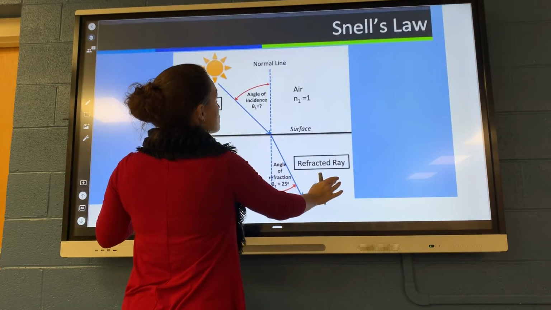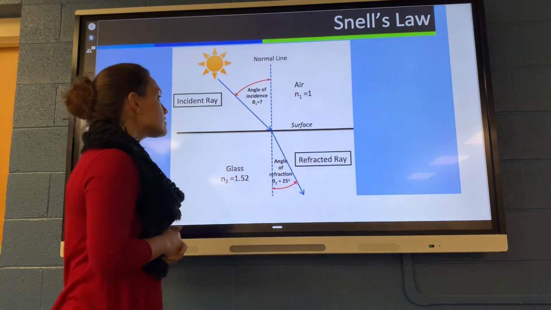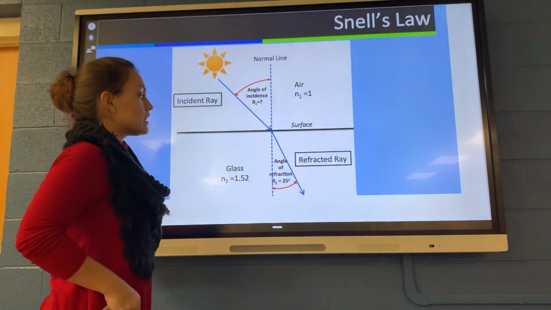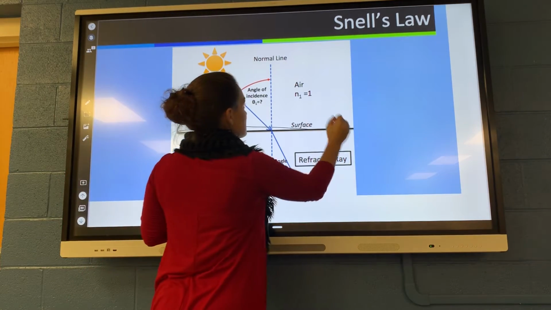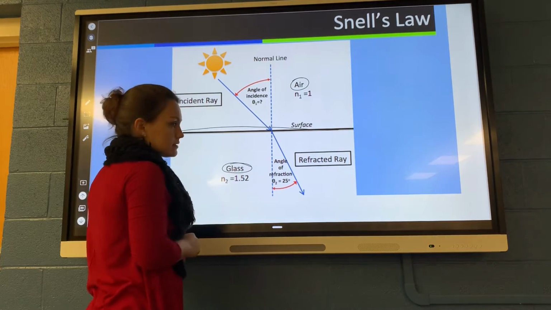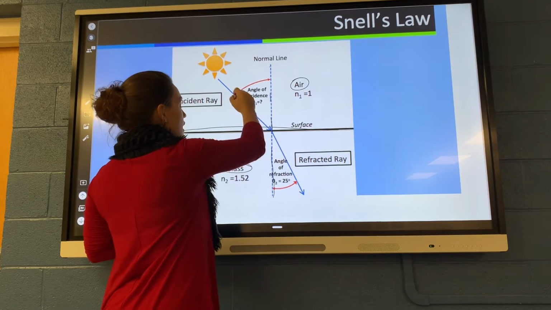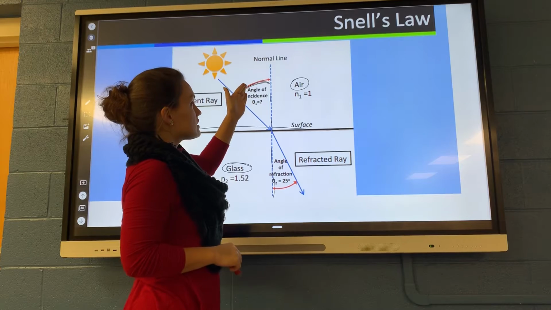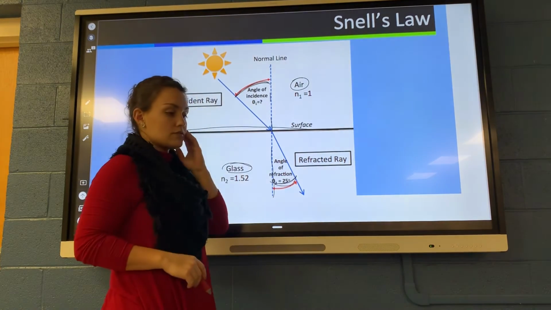All right, so Snell's law. This is where a lot of y'all's questions are coming from. Snell's law tells me, for instance, the sunshine is shining onto a surface. Here it says I'm in air, and it's shining into glass. Remember, we have our normal line that goes 90 degrees. The angle of incidence right here is the angle at which it hits, and then you have your angle of refraction, which is 25 degrees.